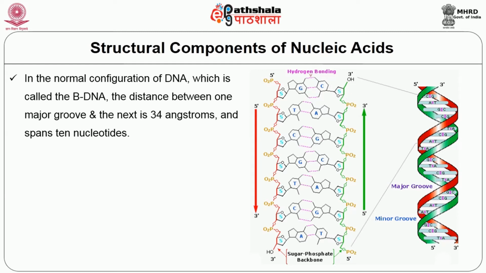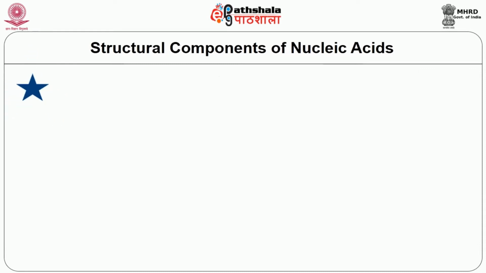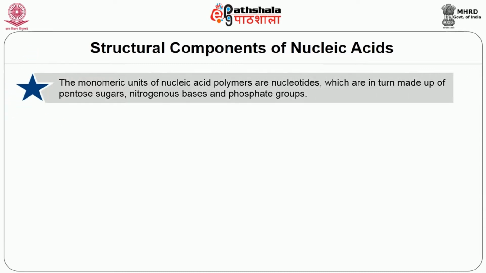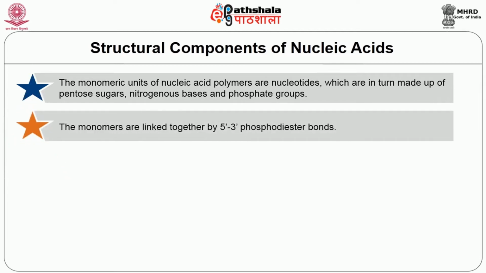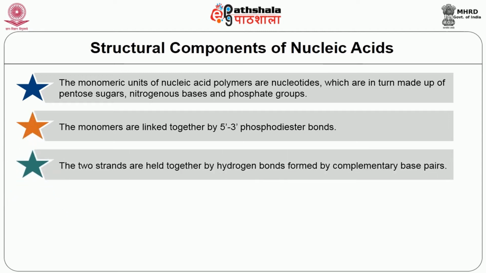Let us now summarize the key features of the structure that we have learned so far before moving on to the other features. The monomeric units of nucleic acid polymers are nucleotides, which are in turn made up of pentose sugars, nitrogenous bases and phosphate groups. The monomers are linked together by 5' 3' phosphodiester bonds. The two strands are held together by hydrogen bonds formed by complementarity of base pairs.